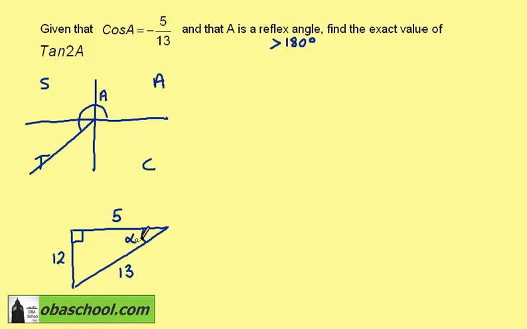Our angle A above will be associated with the acute angle alpha. So we know that our angle A is associated with the acute angle alpha. And we can see in the triangle that the opposite is 12 and the adjacent 5. Since we're in the T quadrant, the tangent is positive, so the tan of A is the same as the tangent of alpha, which is the opposite divided by the adjacent.